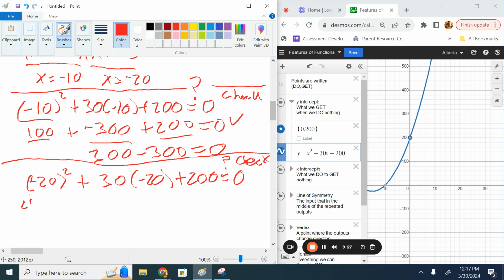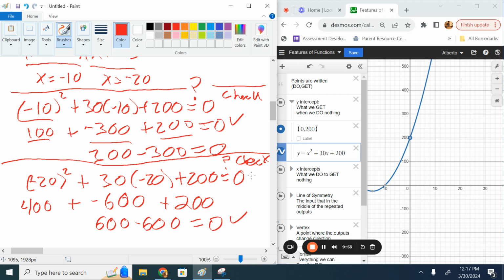Okay. So in this case, we have 400 plus negative 600 plus 200. That same thing is going to happen here. Let me make that a little bit cleaner, sorry. 200. And then we have the 400 and 200. That makes 600 minus 600, which indeed is 0. And so it does check. Okay, so those are the two values we can input to get 0.